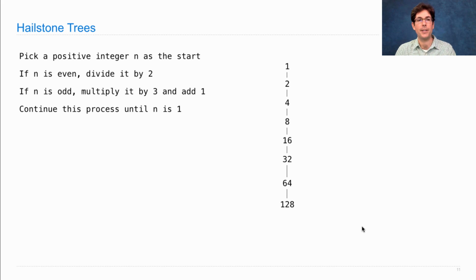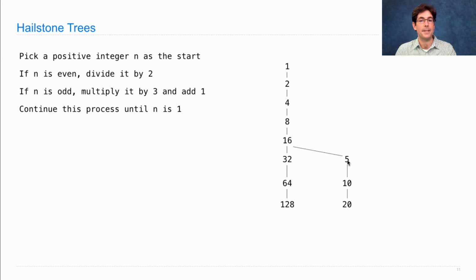Here's one hailstone sequence. If I pick 128 as n at the start, then I'll go straight to 1 just by dividing by 2 over and over again. But there's another possibility. I could have started at 5, and that's another way to reach 16. 5 times 3 plus 1 is 16, just like 32 divided by 2 is 16. So here's another hailstone sequence, 5, 16, 8, 4, 2, 1.